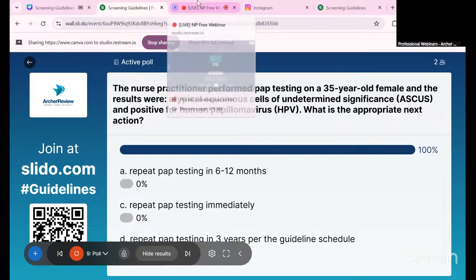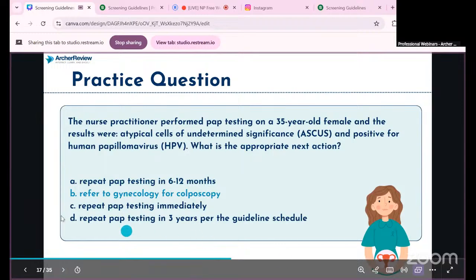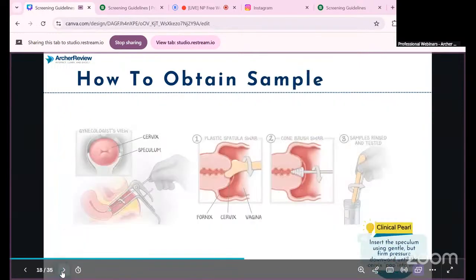So, all right, let's go ahead. You guys are on it today. Y'all are doing great. Okay, absolutely. This patient's going for a colposcopy. Now we'll talk about that here just a minute on this next slide. Okay, so y'all got it. Refer to gynecology for a colposcopy.